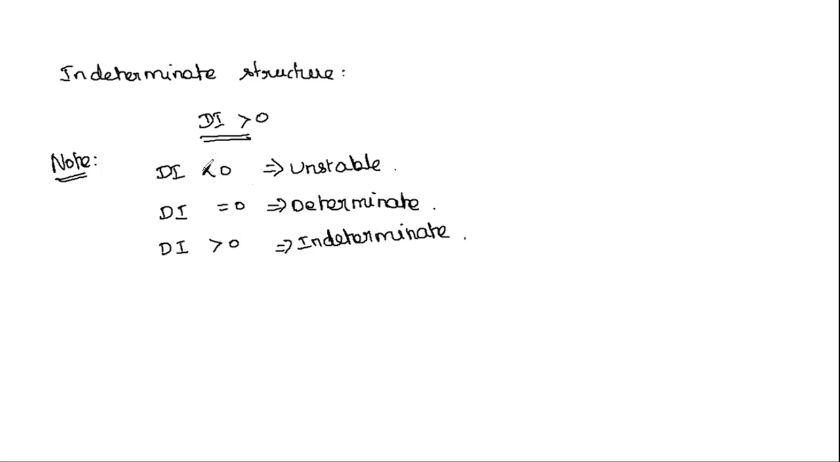If the degree of indeterminacy is less than 0, it means there are not enough members or supports to make the structure stable, so the structure will be unstable. If it is equal to 0, there is the minimum number of members and supports, which indicates that the structure is determinate. When it is greater than 0, there are more supports and members to make the structure rigid, but it cannot be solved using the equilibrium equations alone. So the structure is termed as indeterminate. Now in this class, we will see how to find the static indeterminacy and kinematic indeterminacy of the structures.